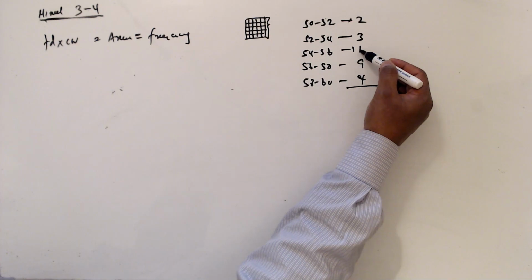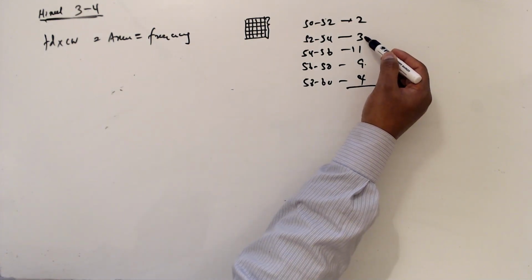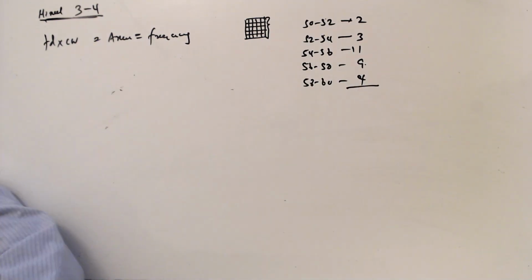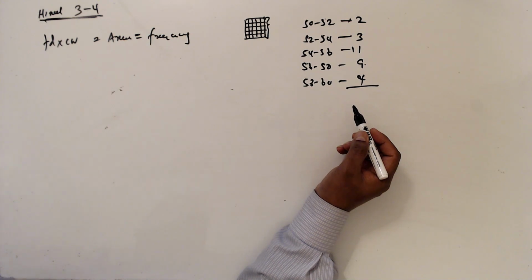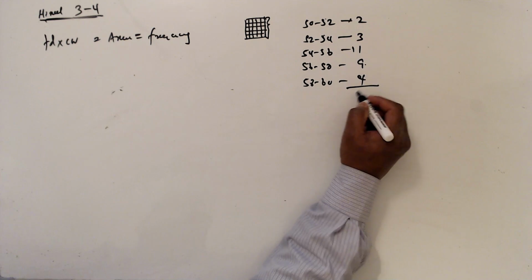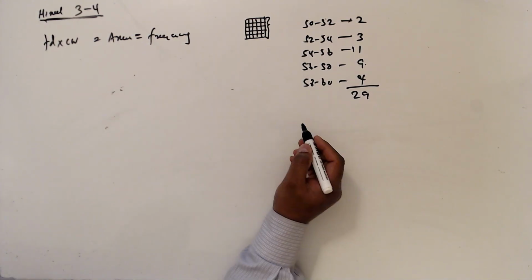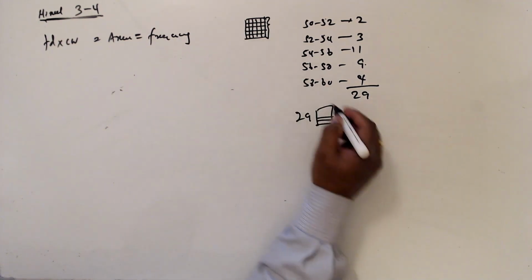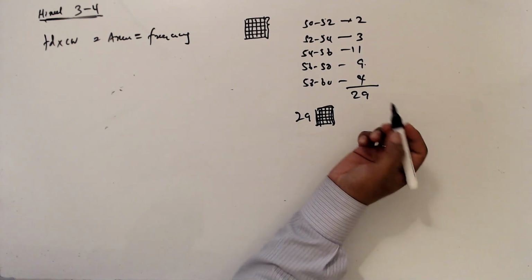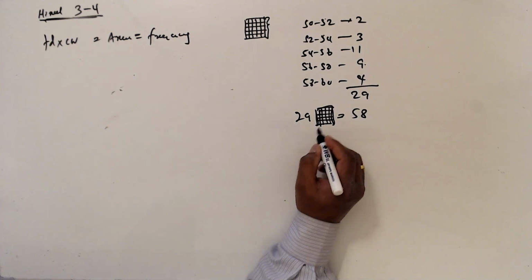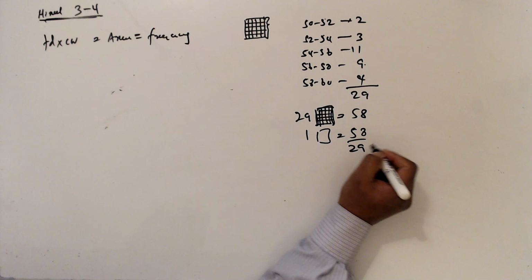So what is the addition of this one? Let me check again. 2 boxes, 3 boxes, then 11, 9 and 4. So the total is 29: 11, 20, 24, 27, 29. So these 29 boxes represent 58 frequency. Then one box represents 58 divided by 29, which is 2.